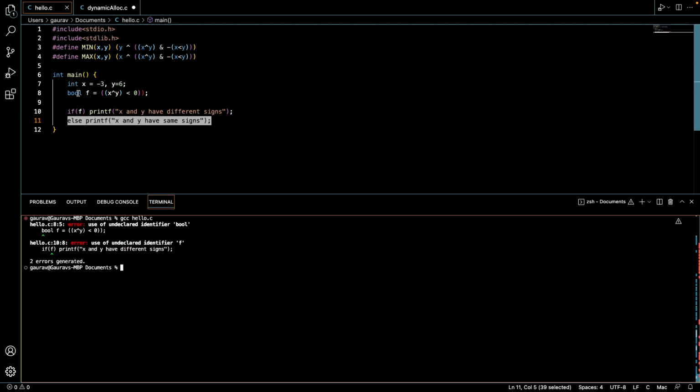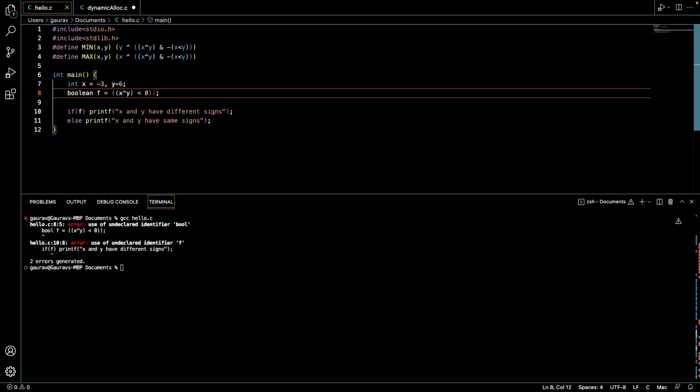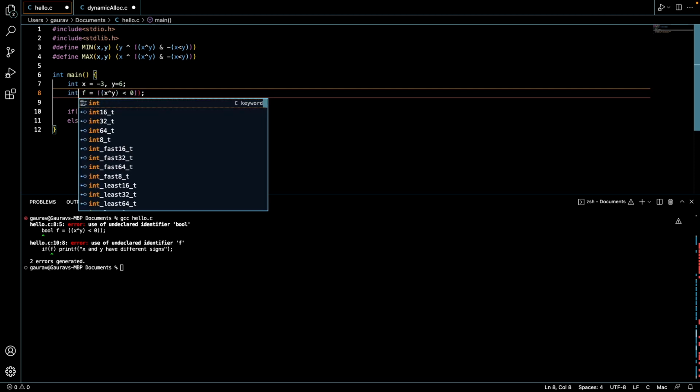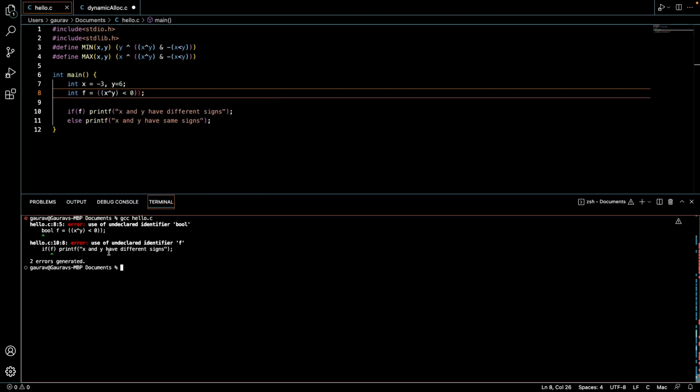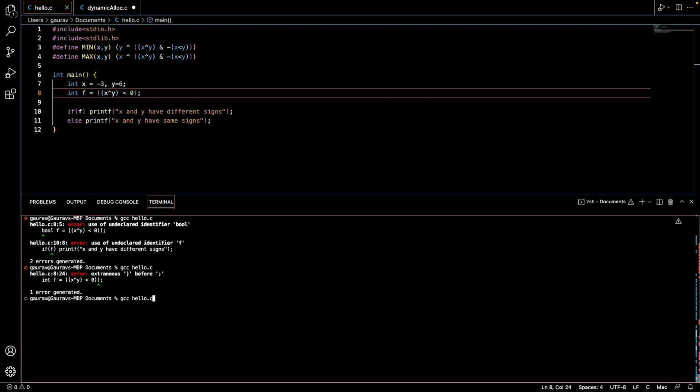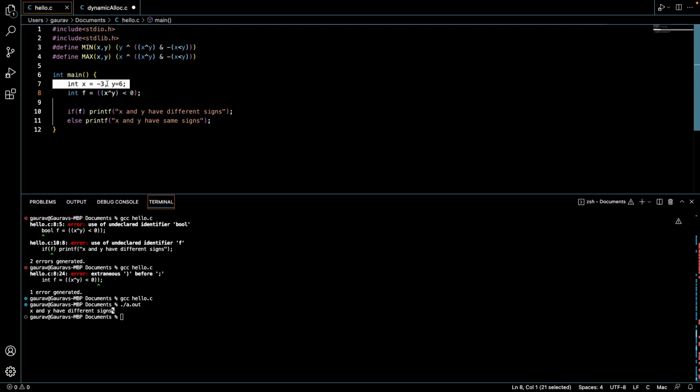Okay, so I think it's Boolean, right? It's not bool. Or otherwise, this is C language, so it doesn't have that, right? So let's take that as int. Okay, there is one extra 0, that is fine. And it should be fine now, yeah. Let's run it. So x and y have different signs. You can see x and y did have different signs.